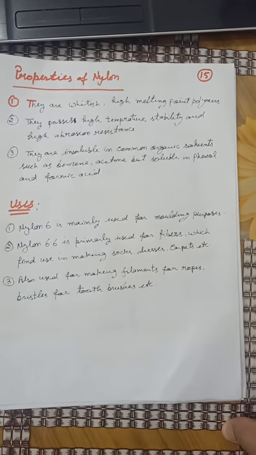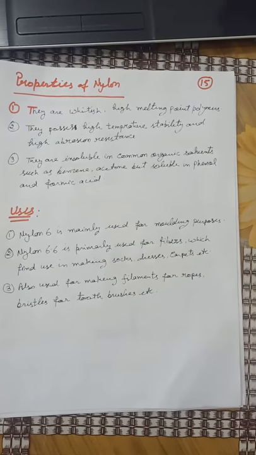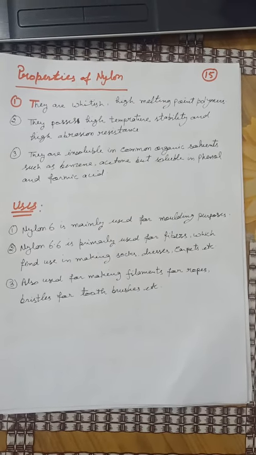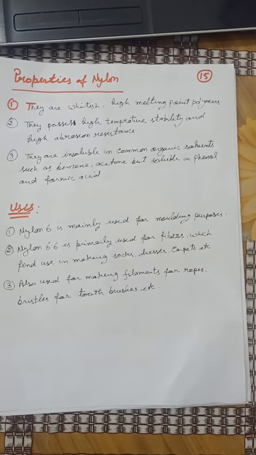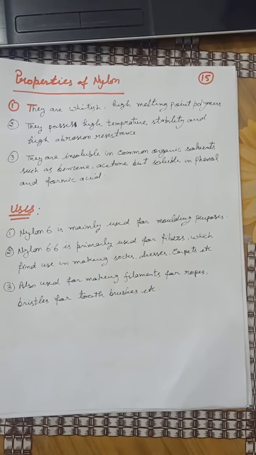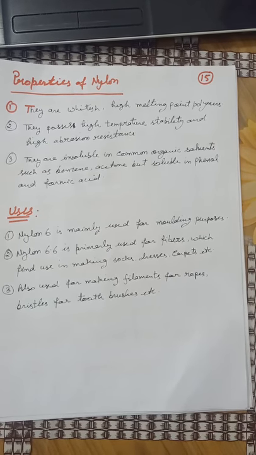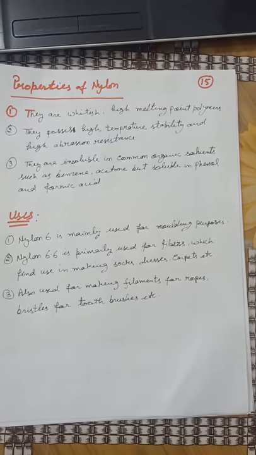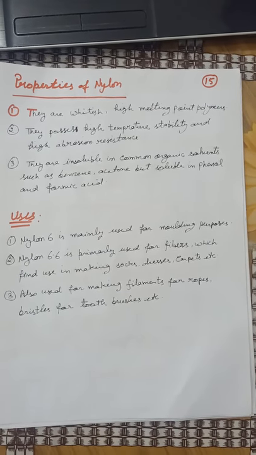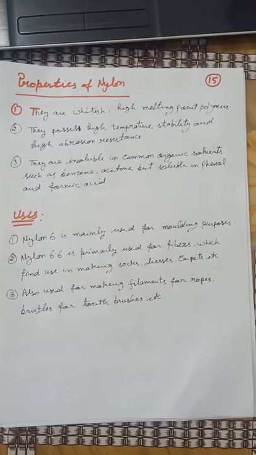Okay, the next: properties of nylon. If you see the properties of nylon, they are whitish, high melting point polymers. They possess high temperature stability and high abrasion resistance. They are insoluble in common organic solvents such as benzene, acetone, but they are soluble in phenols and formic acids.